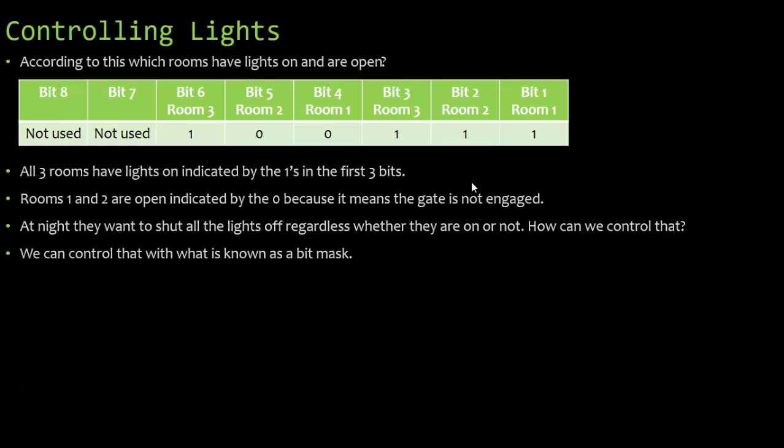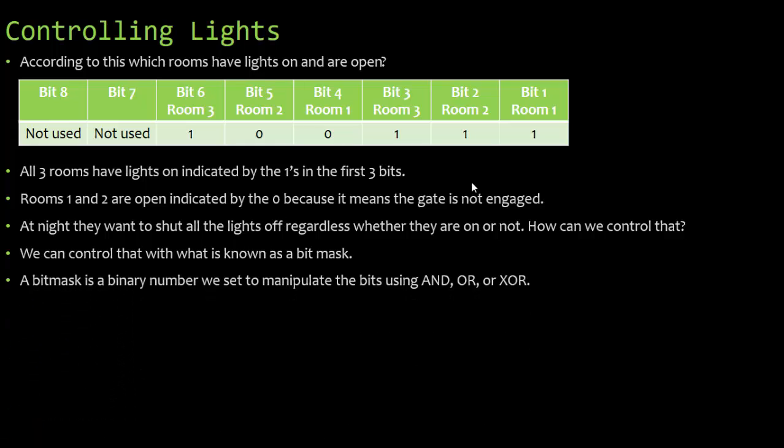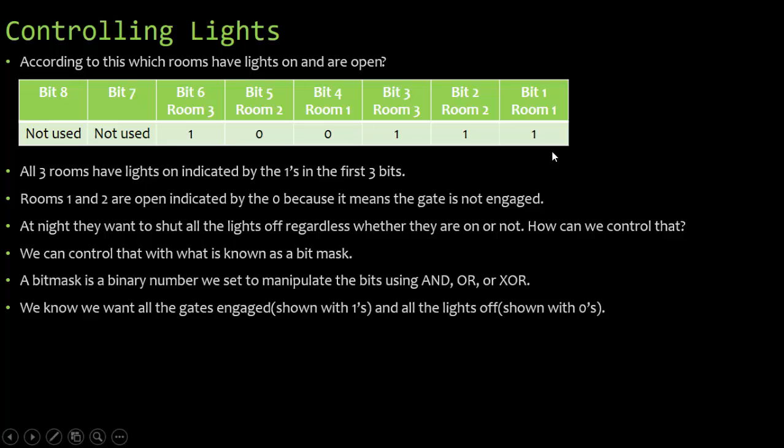We control that with what is known as a bit mask. Now, a bit mask is a binary number we set to manipulate the bits, and we're going to be using AND, OR, or XOR. So I need to get these ones to 0. Now, we know we want all the gates engaged, shown with all ones, and all the lights shown off with zeros. Will the AND, OR, or XOR allow us to engage the gates?